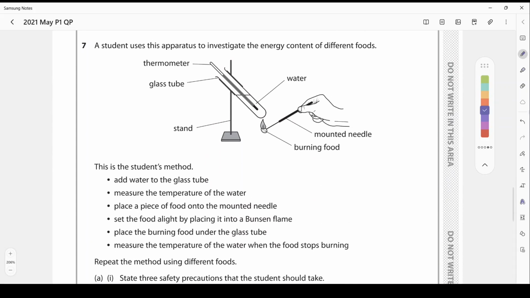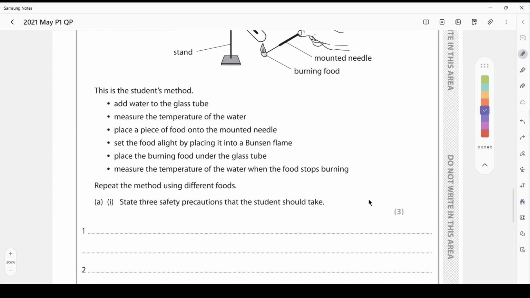A student uses this apparatus to investigate the energy content of different foods. This is the student's method. Add water to the glass tube and measure the temperature of the water, then place a piece of food onto the mounted needle and set the food alight by placing it into a Bunsen flame. Then place it under the glass tube and measure the temperature of the water when the food stops burning. The purpose of this experiment is to measure the energy content. The higher the energy content of that food, the greater the temperature rise of the water. Repeat the method using different foods.